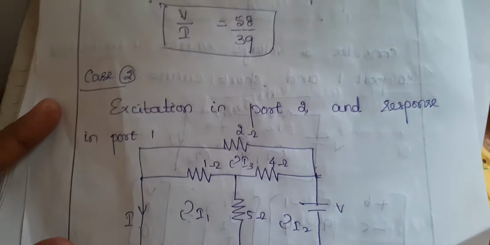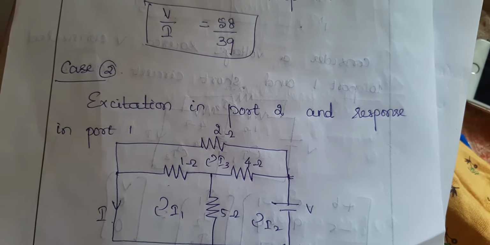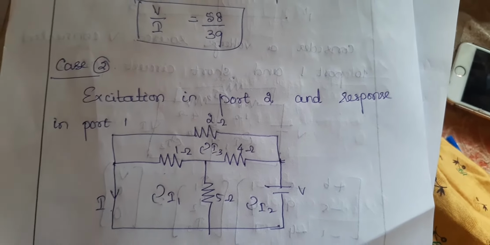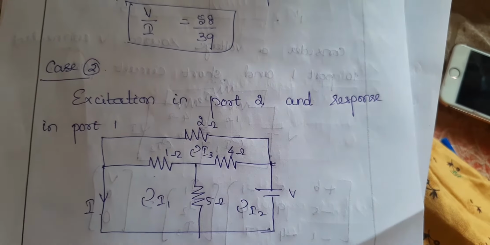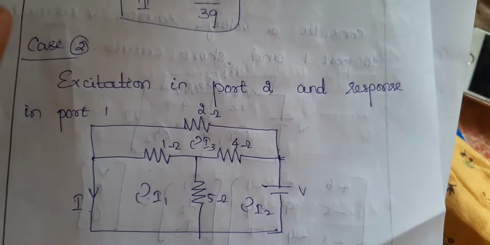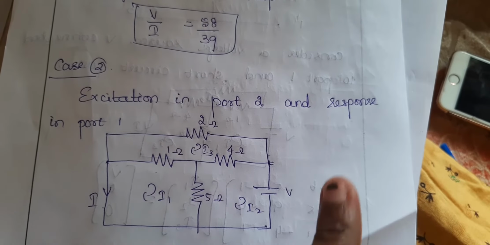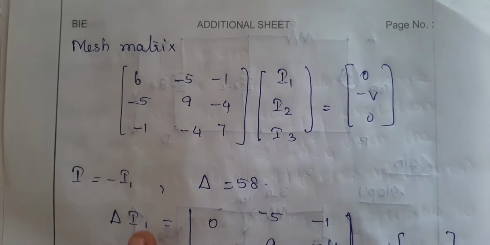Next, second, excitation in port 2, that is we are interchanging. In the reciprocity theorem, what do we do? We interchange the current source and voltage source. Where there is current we put voltage, and where there is voltage we put current. So we take the voltage from here and the current from here and interchange them. And now you want to find the value of mesh matrix.